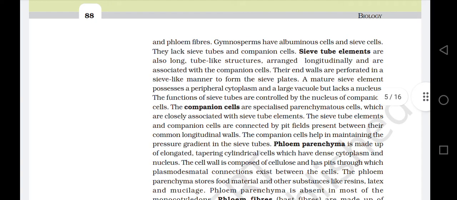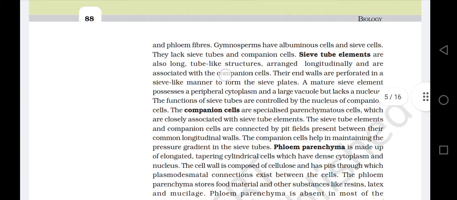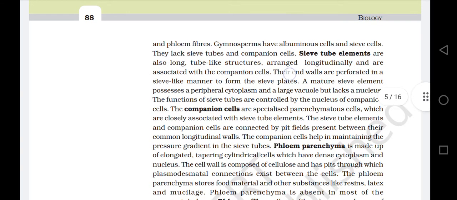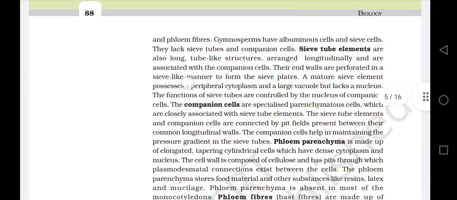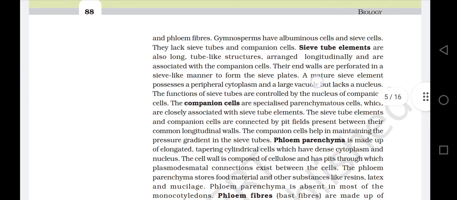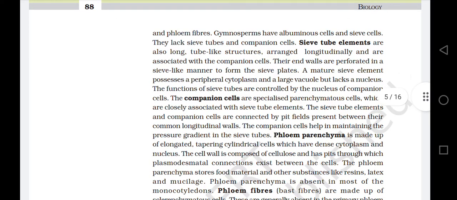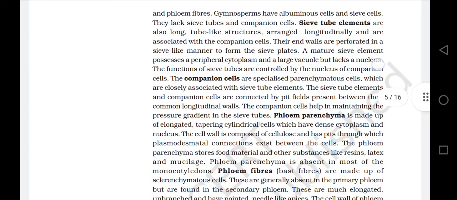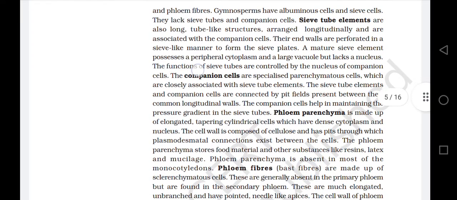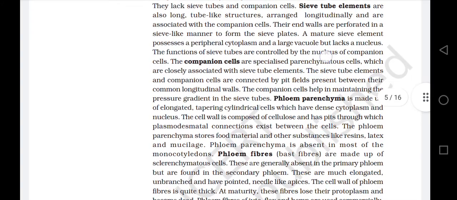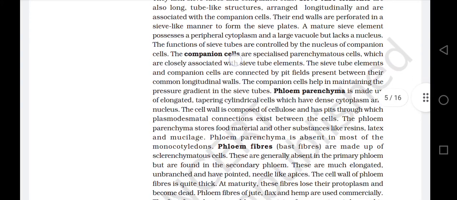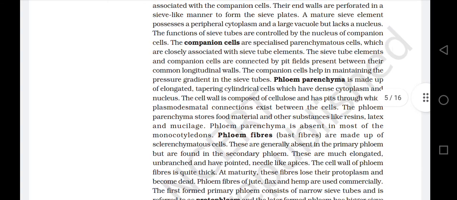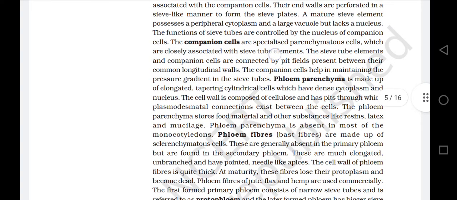Sieve tube elements are long tube-like structures arranged longitudinally and are associated with companion cells. Their end walls are perforated in a sieve-like manner to form the sieve plates. A mature sieve element possesses a peripheral cytoplasm and a large vacuole but lacks a nucleus. The functions of sieve tubes are controlled by the nucleus of companion cells. The companion cells are specialized parenchymatous cells which are closely associated with sieve tube elements.